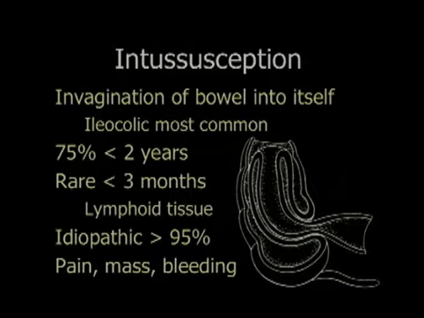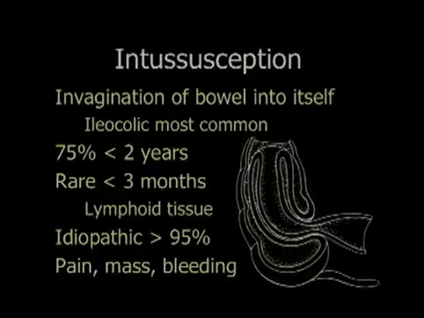Intussusception is another very common cause of abdominal pain, or at least is a concern to the clinician. It's an invagination of the bowel into itself. Ileocolic, occurring near the ileocecal valve, is the most common. Most of these kids are younger than 2 years of age, and it's very uncommon less than 3 months of age, primarily because lymphoid tissue, the Peyer's patches in the distal small bowel, typically are the lead point after a viral illness, and below 3 months of age, typically children don't have well-developed enough lymphoid tissue to act as a lead point. Over 95% of these are idiopathic.